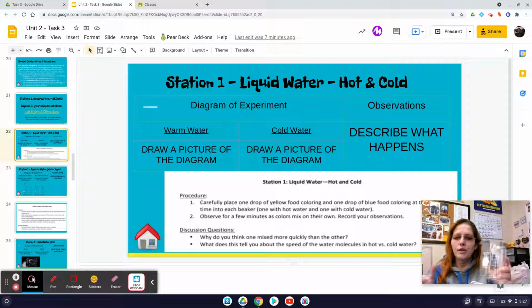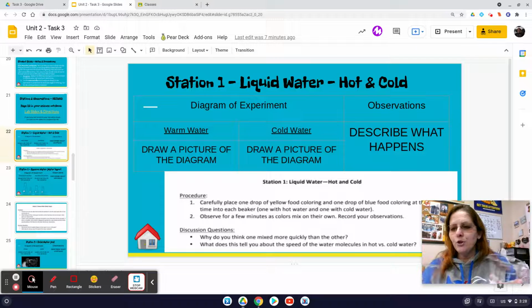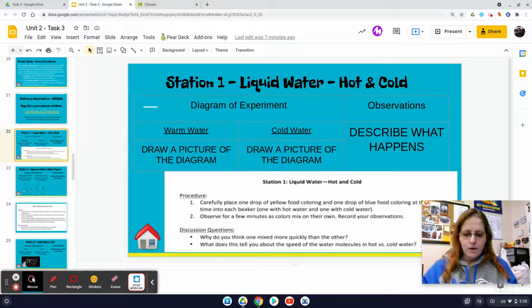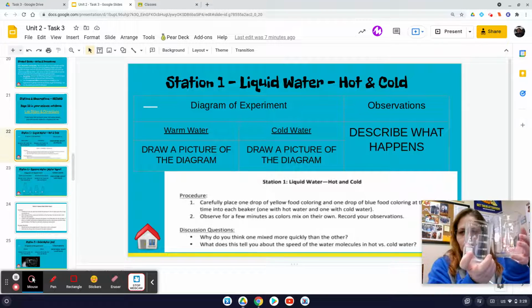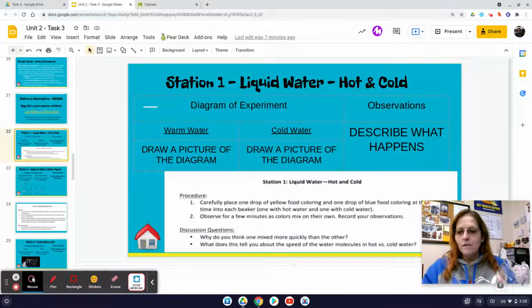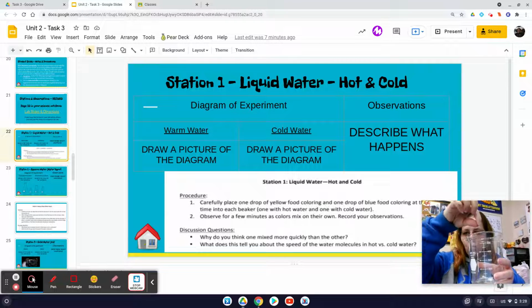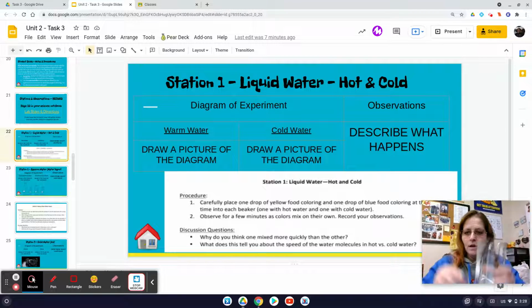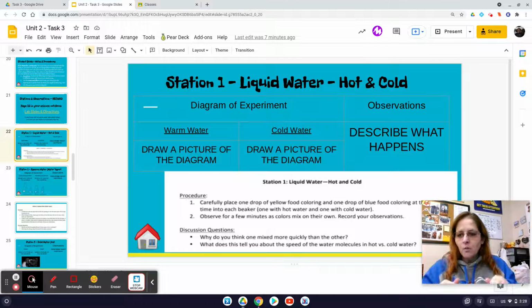Okay. So what you're going to do in your experiment, and there could be two groups going at the same time, and that's fine. There should be enough containers for each. Okay. So do not put a plastic glass on the burner. Bad idea. So once you have your glasses, one has warm water, one has cold water, then you and your partner are going to take the food coloring, one drop in each at the same time. And then you're going to watch the water. You're going to watch the food coloring and see what happens.